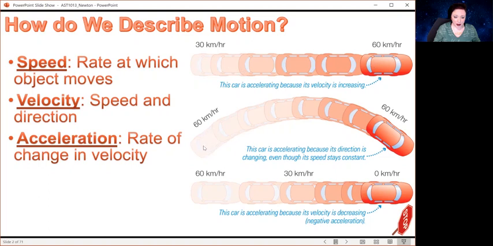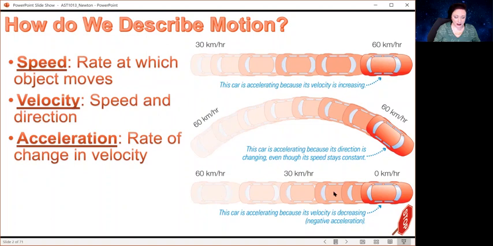Now here we have a car that's moving at 60 kilometers an hour throughout, but it's changing direction. And since its direction is changing, its velocity is changing, and therefore it is accelerating. And finally, we have one here that's going from 60 kilometers an hour down to 0. That is also accelerating, but it's a negative acceleration.